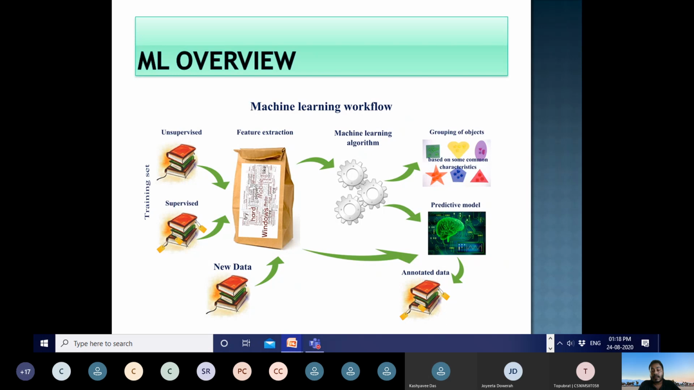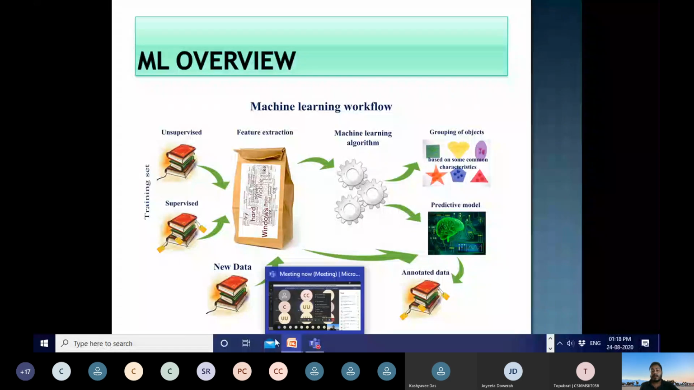If you are using linear regression, then your predictive model will consist of that model. But suppose I am using deep learning, then that model will consist of deep learning. So it totally depends on you which algorithm you will consider for your predictive model. Okay, got it? Okay, so that is our predictive model.